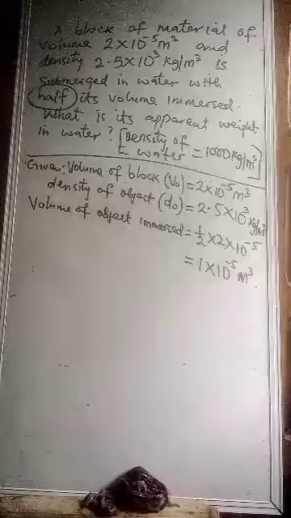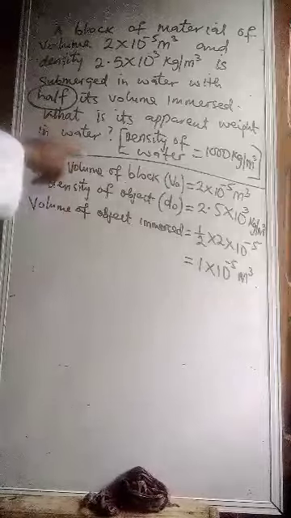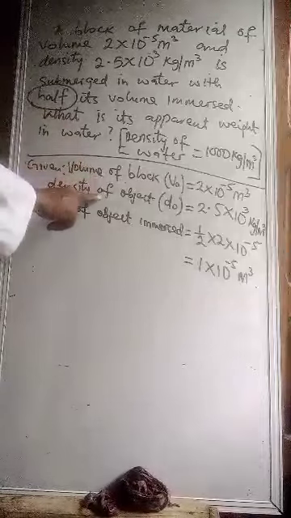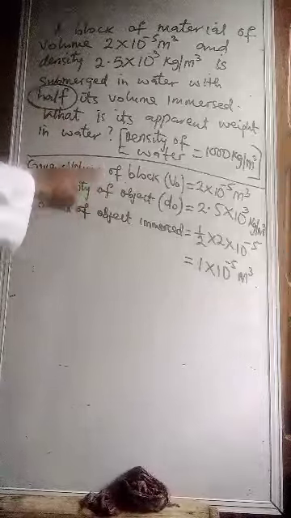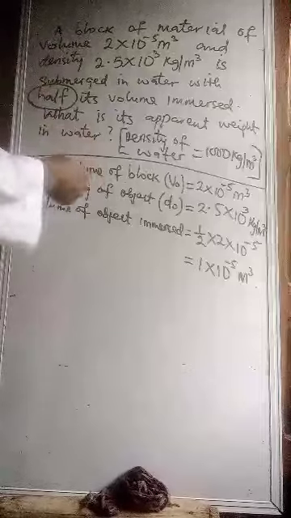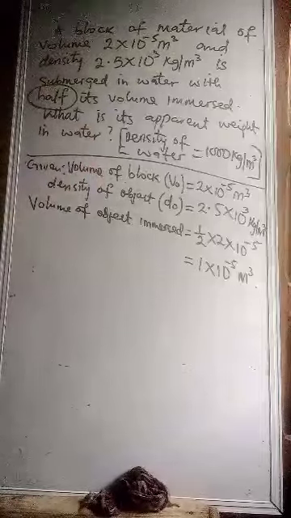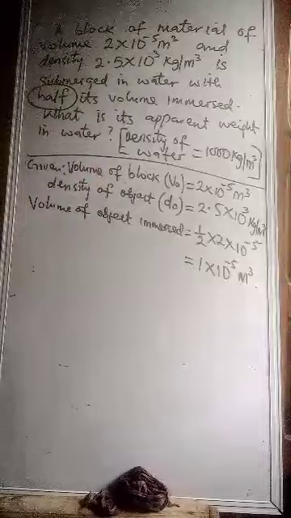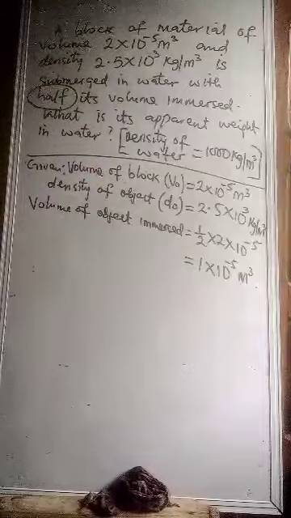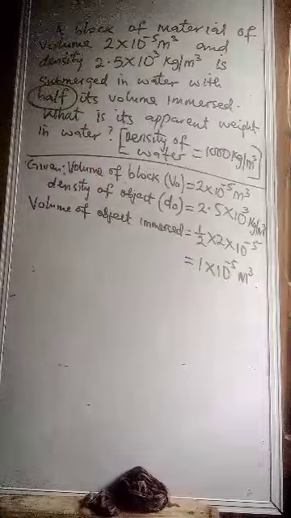The first thing we have to take note of is we are given the volume of the block and the density of the block. That means we can use these two to find the mass of the block, the total mass of the block. Let's go and do that first by using the formula density is equal to mass over volume.